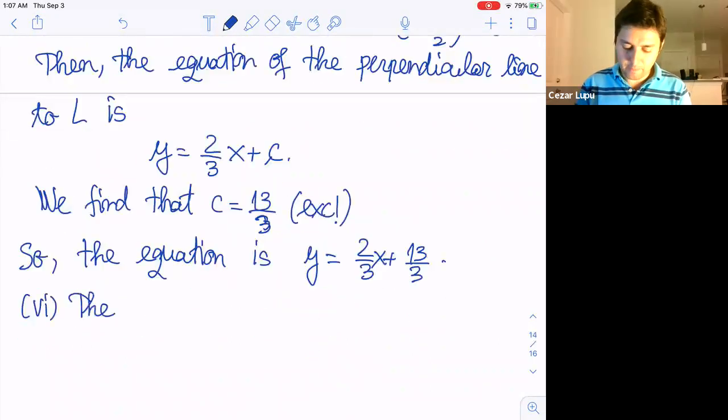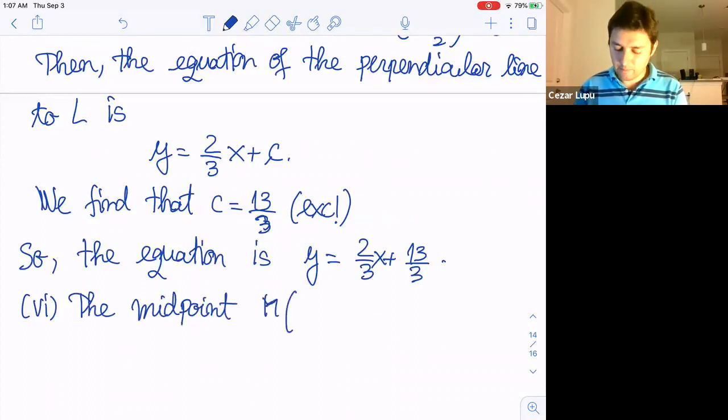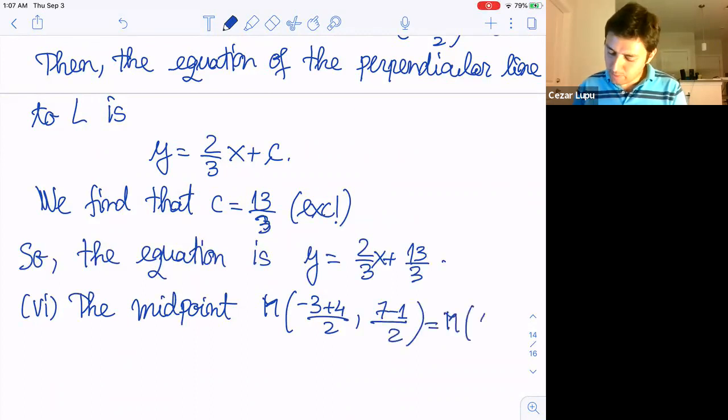The midpoint, let's denote this midpoint by M. The midpoint M will have coordinates, right? It was negative 3 plus 4 over 2 and 7 minus 1 over 2. Anyway, M will be of coordinates 1 half and 3, right?